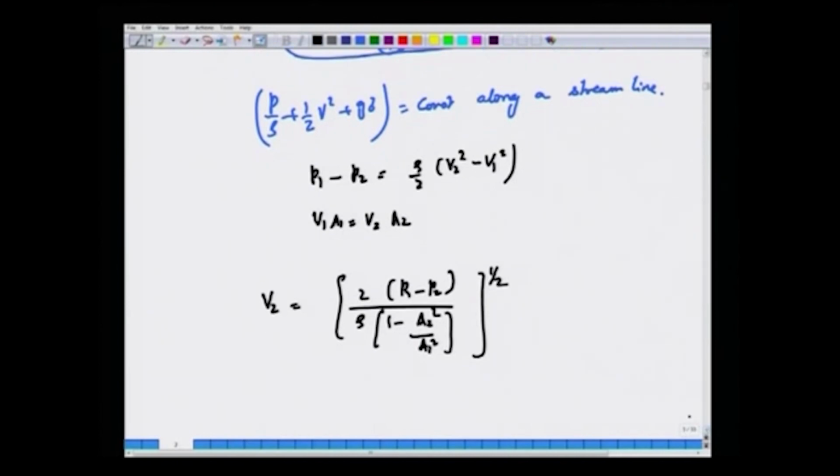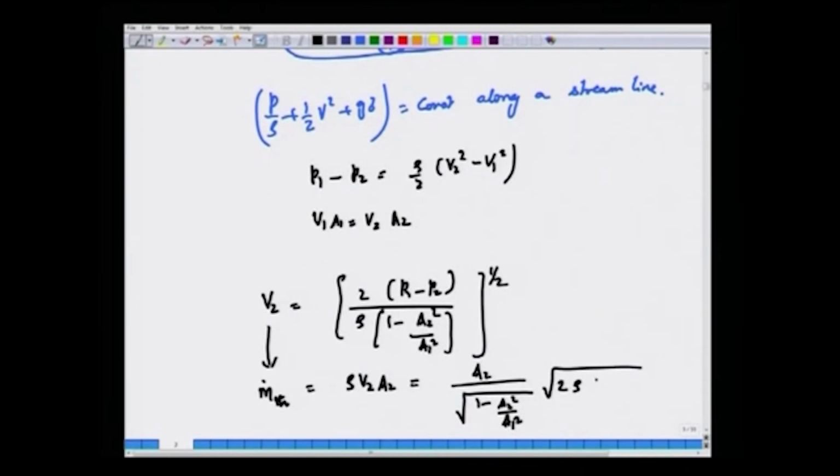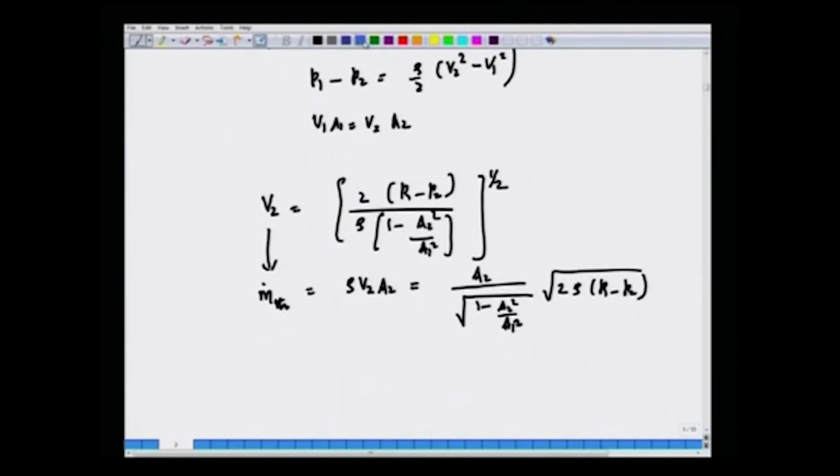So, this was the theoretically expected V2. From here we can find the theoretically expected mass flow rate as rho V2 A2, which is equal to A2 divided by root of 1 minus A2 squared by A1 squared, times square root of 2 over rho (P1 minus P2). So, what is the idea? The idea here is that by measuring this pressure difference between points 1 and 2, and by knowing the areas A2 and A1, and by knowing the density, we can find the mass flow rate.